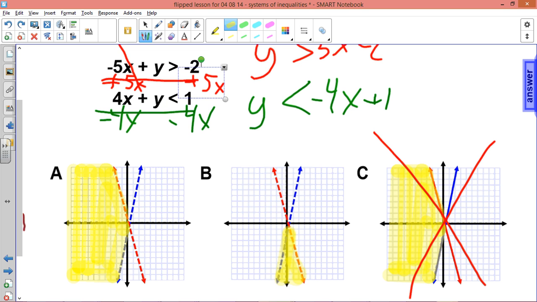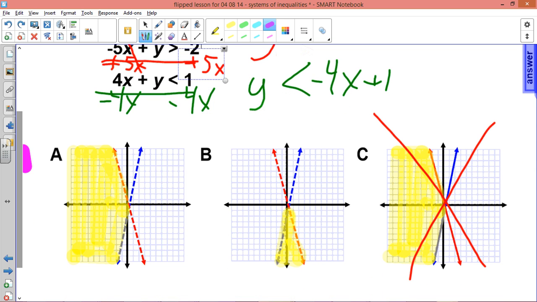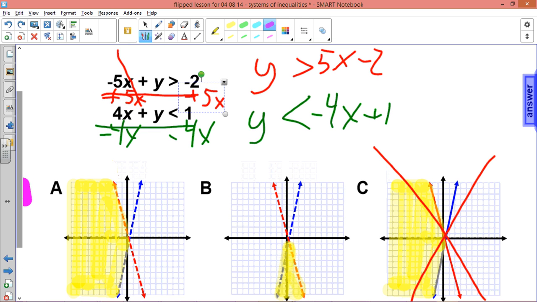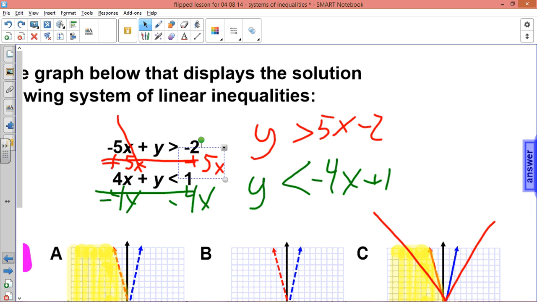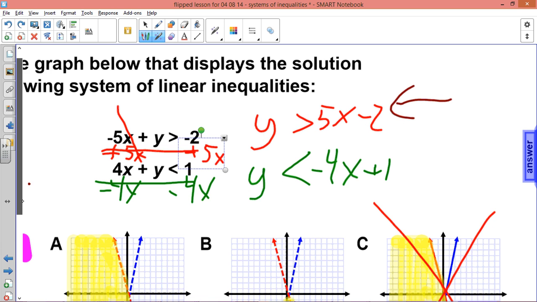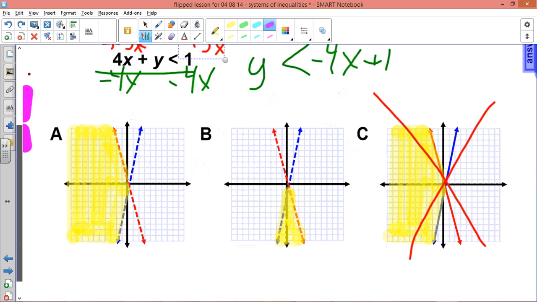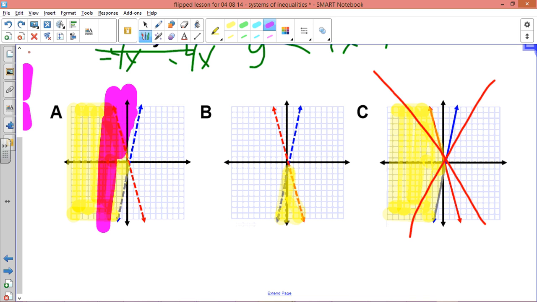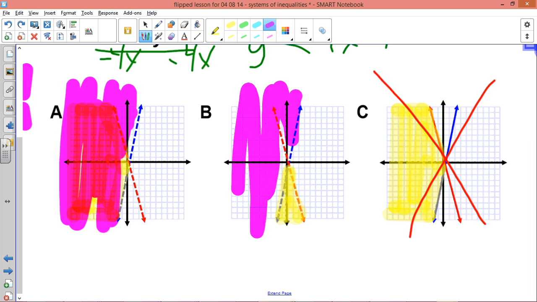I'm going to highlight the red line. The red is y is greater than 5x minus 2. So it has to be above the blue line, because, sorry, this right here, my top equation is actually my blue line. So I am going to highlight above the blue line for both of them. Okay, so it should look like that and like that.